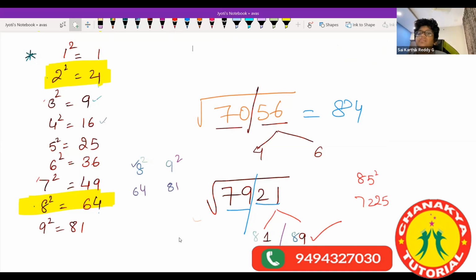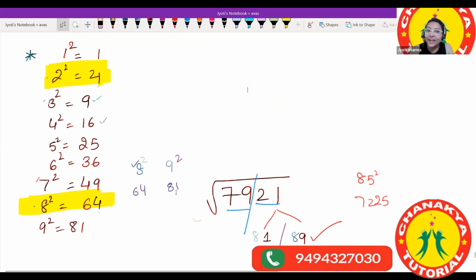Ma'am, how did 8 come? Who is asking this? How did 8 come? Kids, 8 square is 64, 9 square is 81. Your 79 will lie between 64 and 81. So we always take the smaller number.